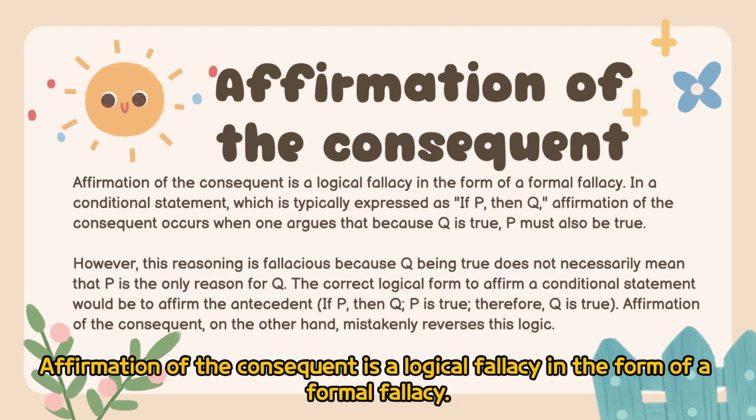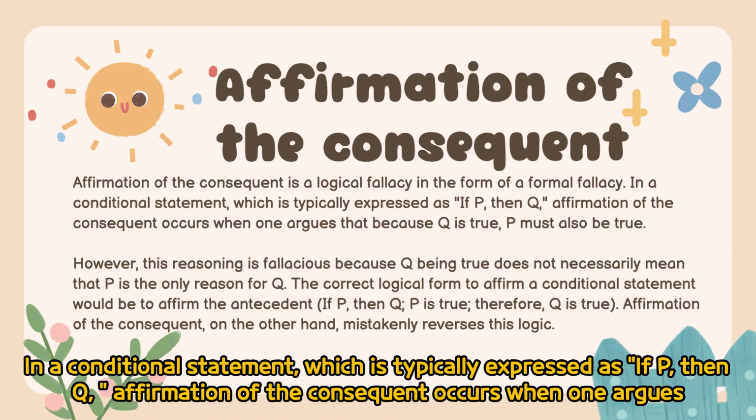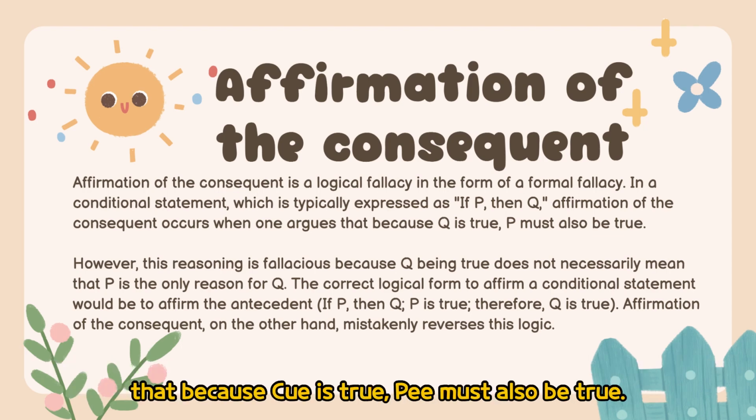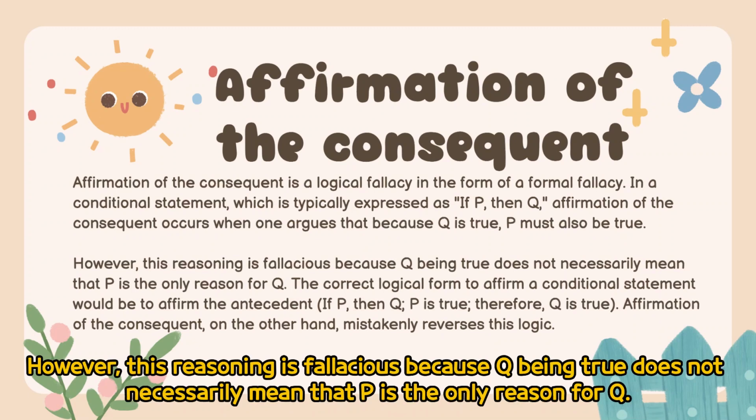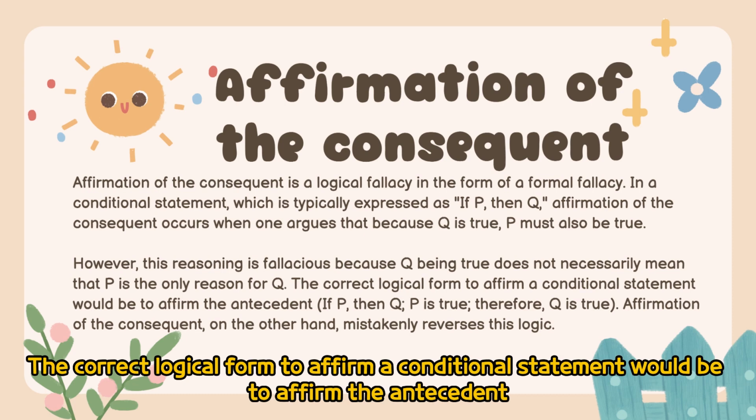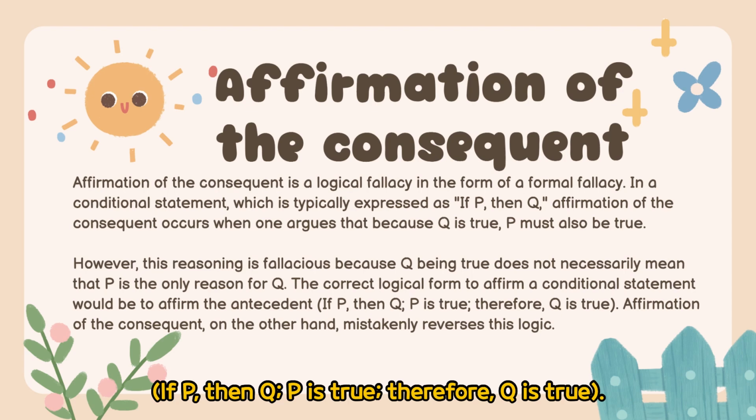Affirmation of the consequent is a logical fallacy in the form of a formal fallacy. In a conditional statement, which is typically expressed as if P, then Q, affirmation of the consequent occurs when one argues that because Q is true, P must also be true. However, this reasoning is fallacious because Q being true does not necessarily mean that P is the only reason for Q. The correct logical form to affirm a conditional statement would be to affirm the antecedent: if P, then Q. P is true, therefore, Q is true.